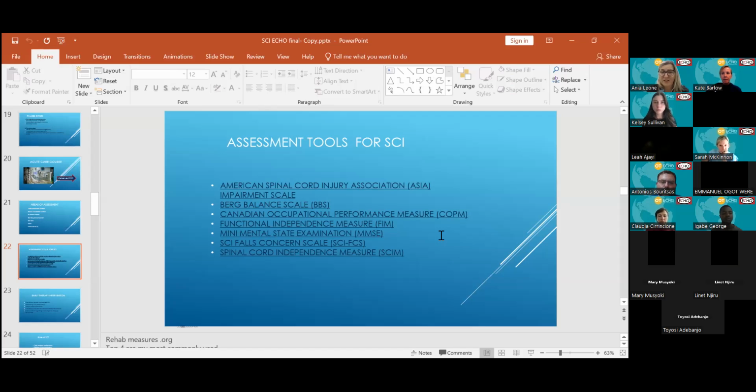As you can see, the ASIA scale is kind of number one because it's such a go-to when you are assessing your SCI patient. I often use the COPM, the Canadian Occupational Performance Measure, because I do want to know about all the other aspects of the patients, what's important to them. The FIM score, the Functional Independence Measure, is very specific to inpatient rehab. We don't necessarily have time for that in acute care, but in inpatient rehab, that is their holy grail. And there are a few others that you can take a look at your leisure.